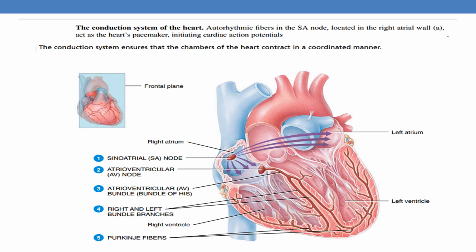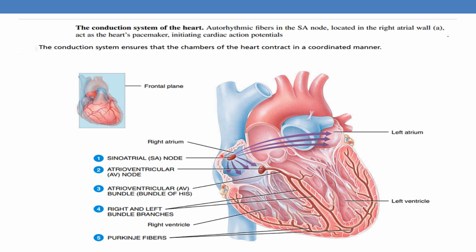Now coming to the conduction system of the heart. We will briefly discuss the conduction system. We are not going into details. So, what is the function of the conduction system? The conduction system ensures that the chambers of the heart contract in a coordinated manner and the entire circulation process takes place. So, what is the first step of the conduction system?